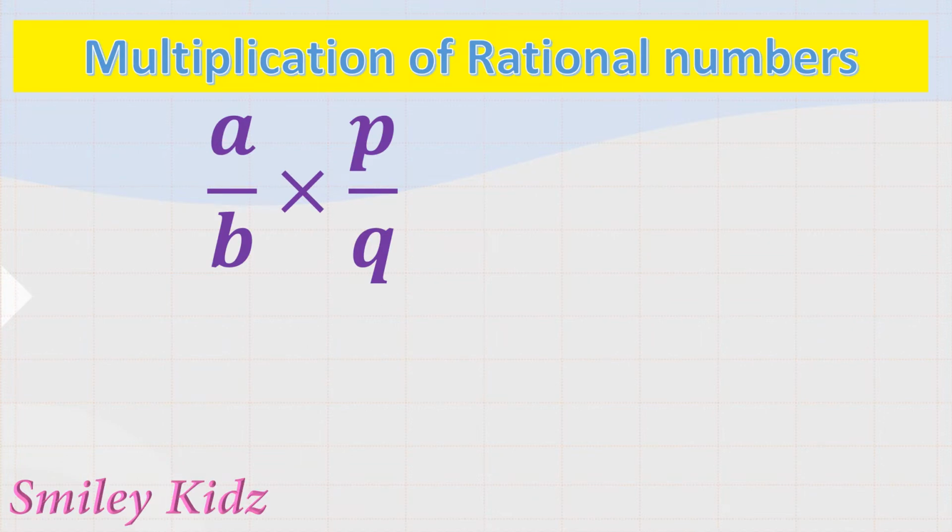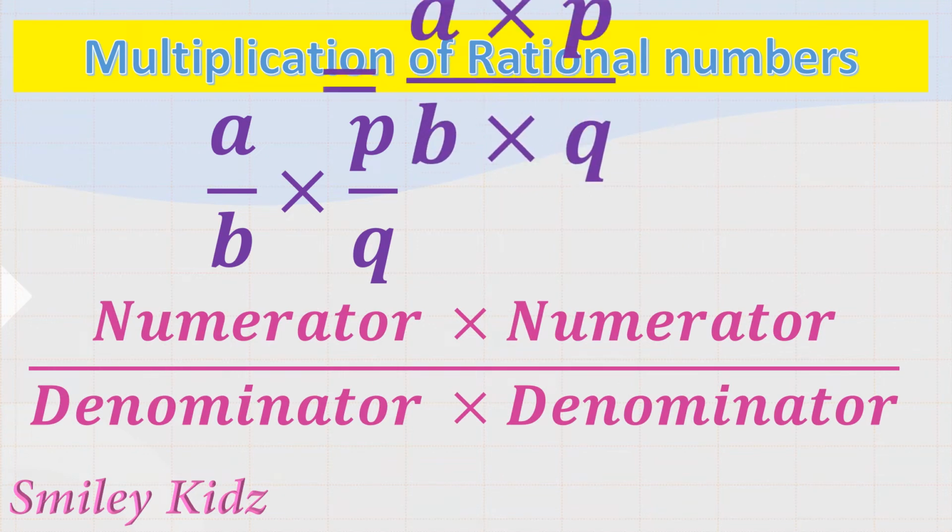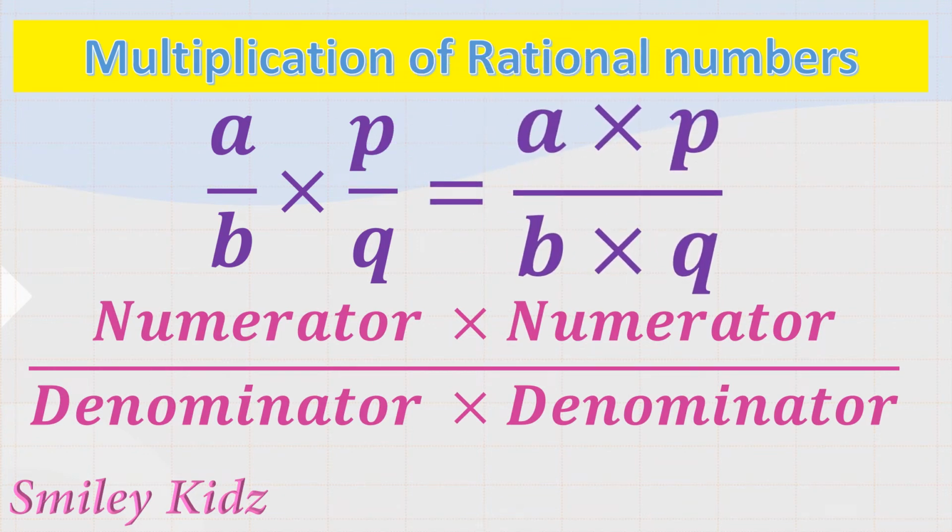Multiplication of rational numbers. So, here is one example. A by B multiplied by P by Q. How to multiply this? It's simple. Numerator into numerator by denominator multiplied by denominator, which is equal to A multiplied by P by B multiplied by Q.